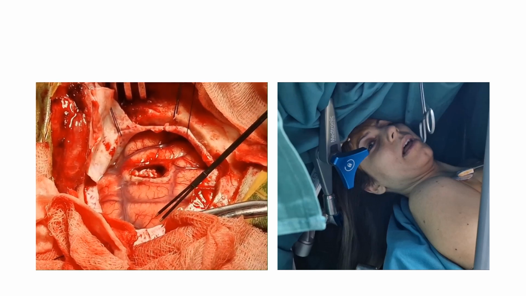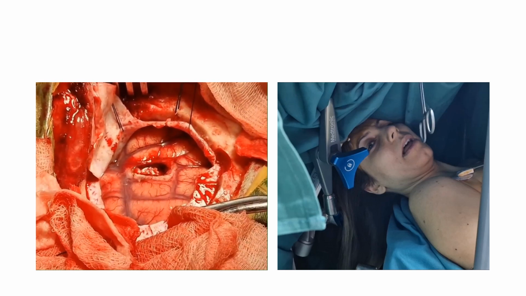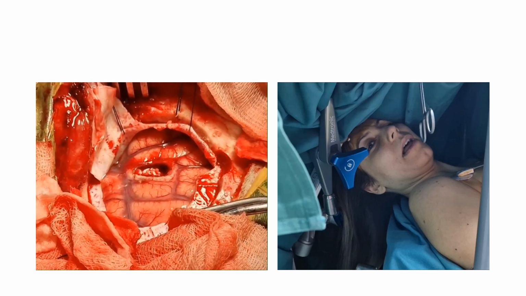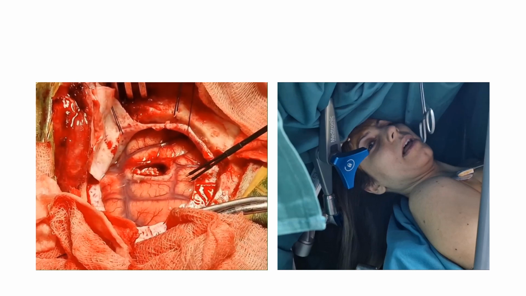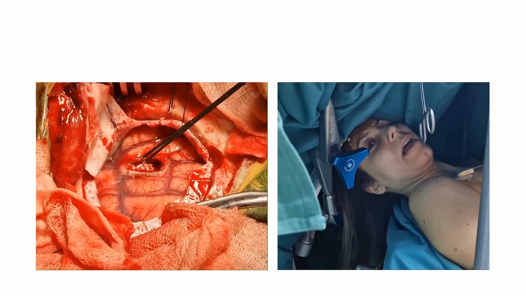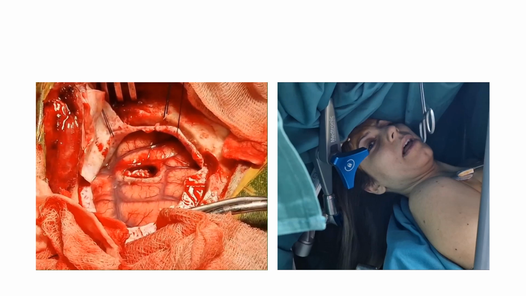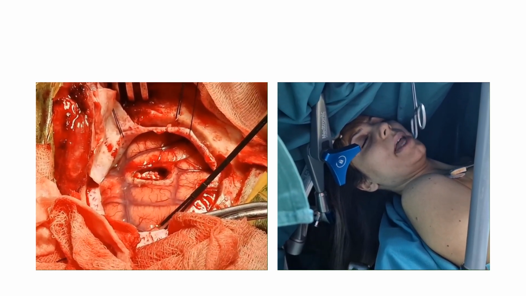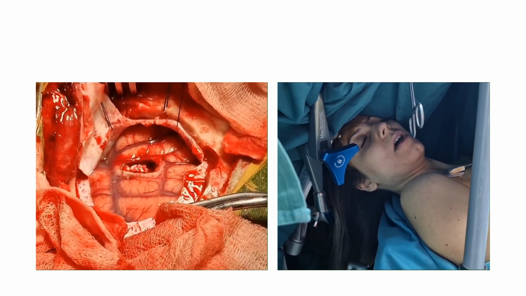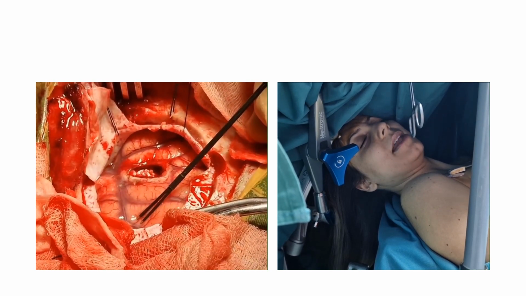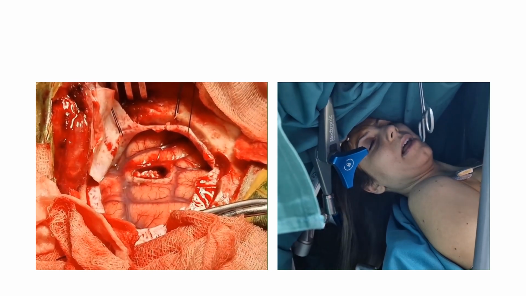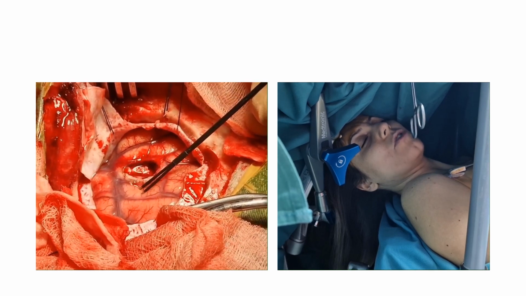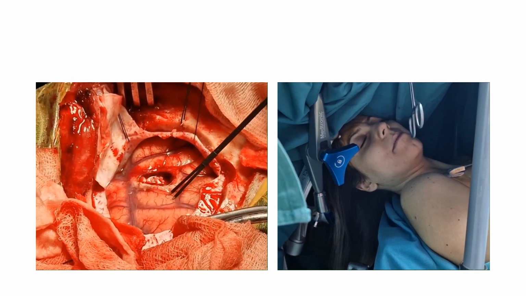This is another case of awake surgery, in this case of focal cortical dysplasia in the left inferior frontal gyrus. We perform speech mapping. Well, this is the simplest task. The patient is asked to count, and we are looking for speech arrests from the frontal speech area of Broca.